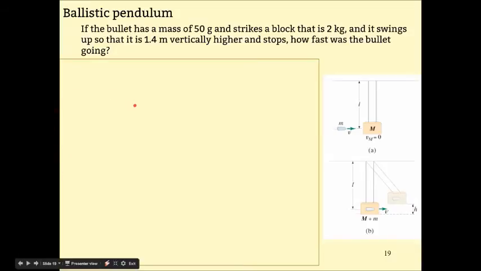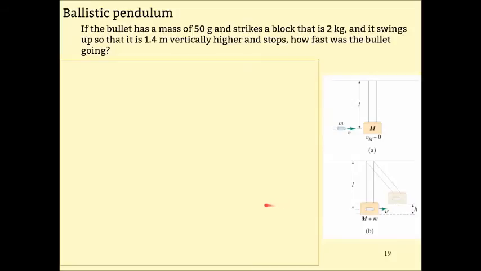Okay, here's our next example. It's called the ballistic pendulum. Ballistic means that it has to do with guns and things that shoot bullets. So if a bullet has a mass of 50 grams and it strikes a block that is 2 kilograms, that is at rest, and the two of them swing up on this pendulum so that it's 1.4 meters higher, and then it stops, how fast is the bullet going?